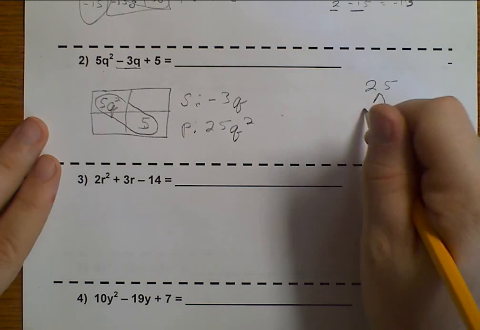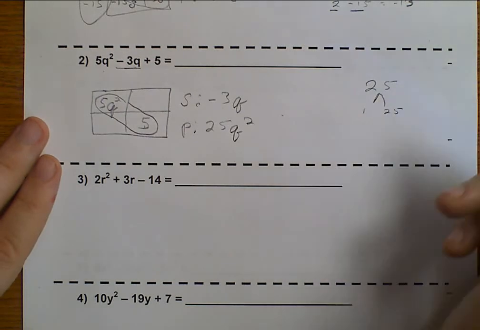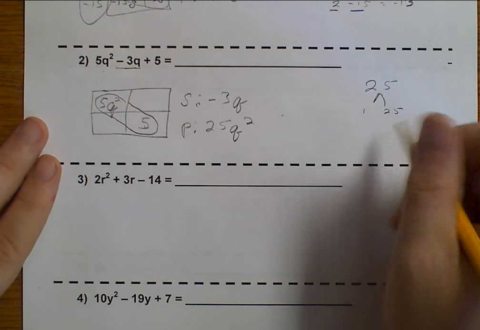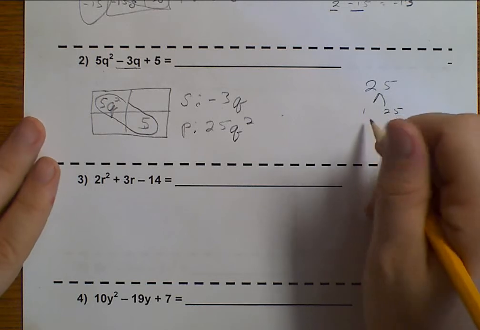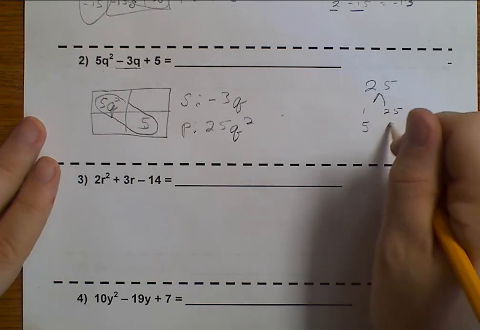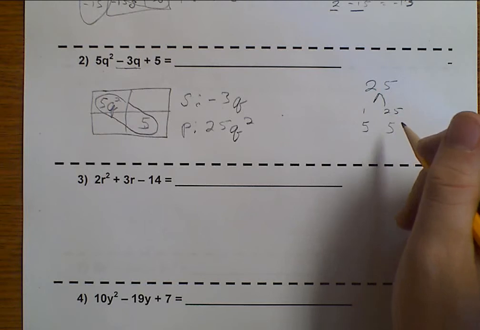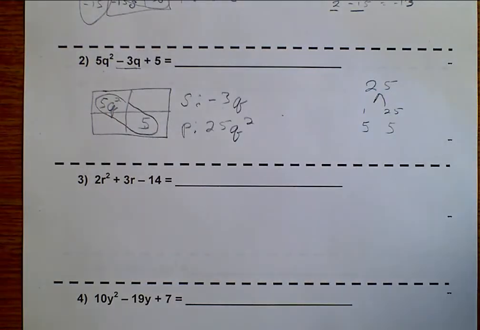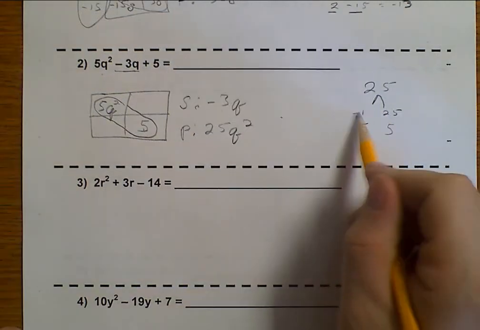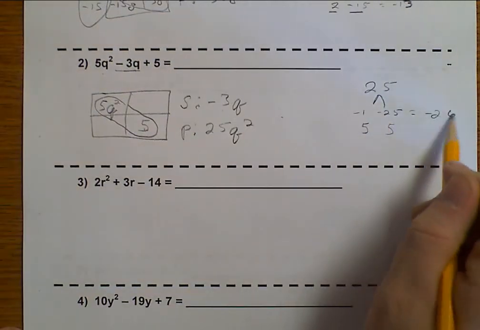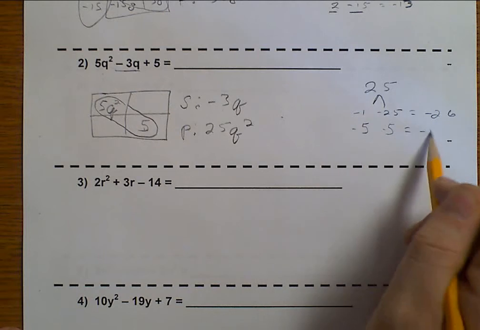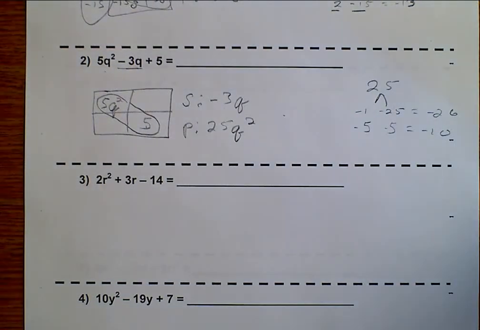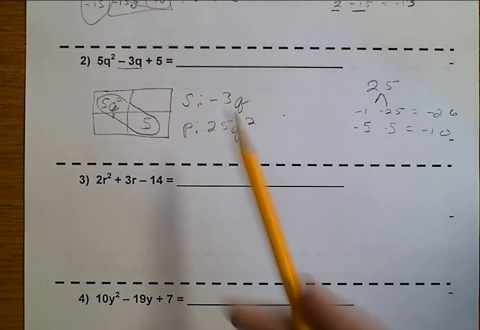Well, 1 and 25, no. Doesn't work by 2 or 3. 5 and 5, also not seeming to work. That will equal negative 26. That equals negative 10. In fact, I can't find anything that will give me 25 when I multiply and 3 when I add.